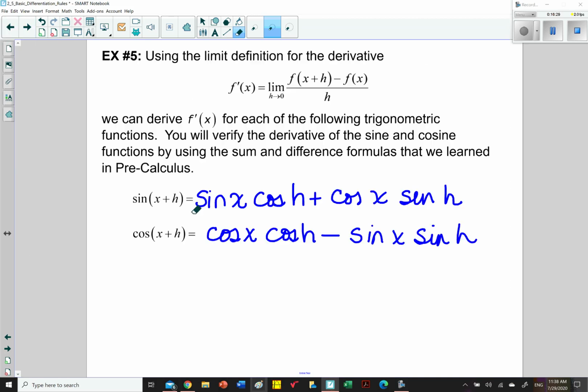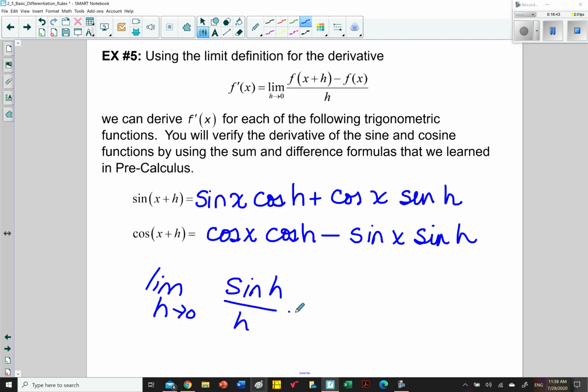We need to also remember these two rules. That the limit as h approaches 0 of the sine of h over h is 1, and the limit as h approaches 0 of cosine h minus 1 over h is 0. So these were two rules that we found in our textbook.